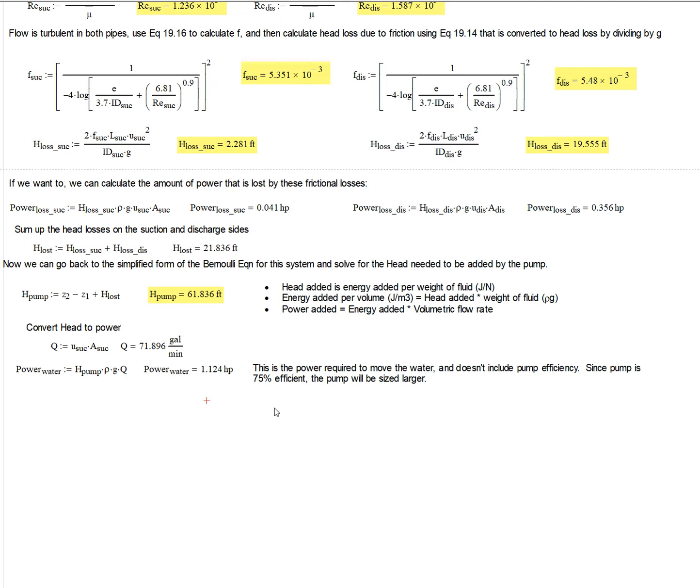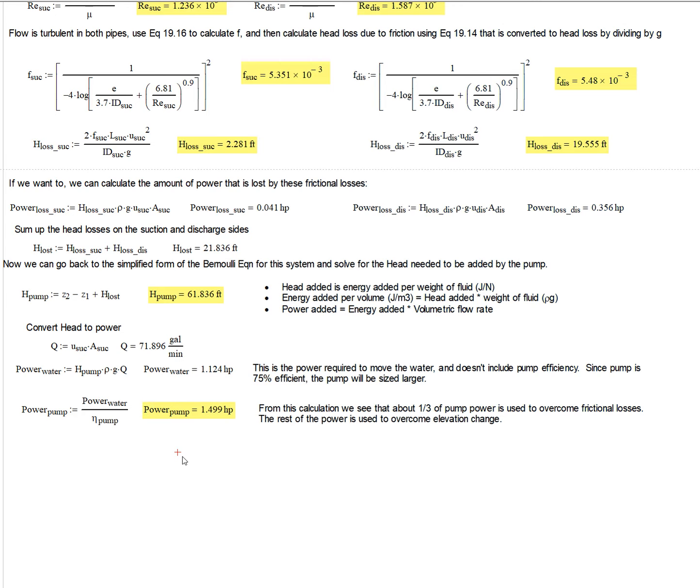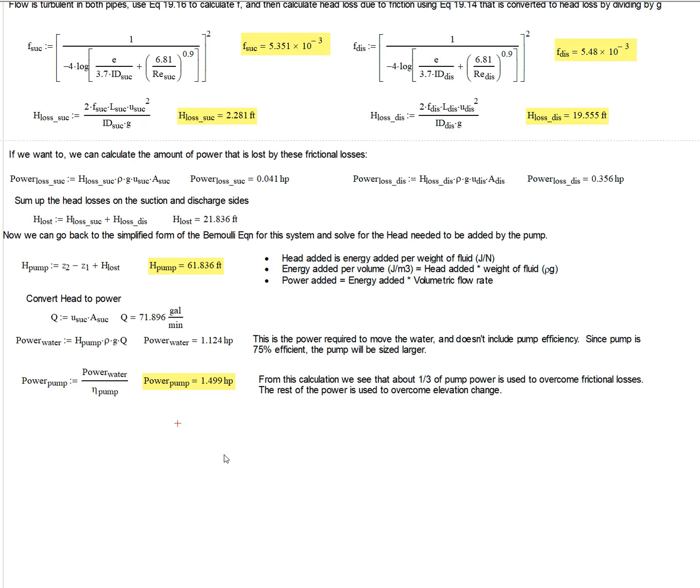But what we have to remember is this is only the power that's required to move the water. This isn't the power that the pump is actually using to move the water. We are told that the pump is 75% efficient, so it's not 100% efficient. So the pump is actually going to have to be sized larger to move this water, and so we take our power required to move the water and we divide by the pump efficiency, and you can see we get about 1.5 horsepower.